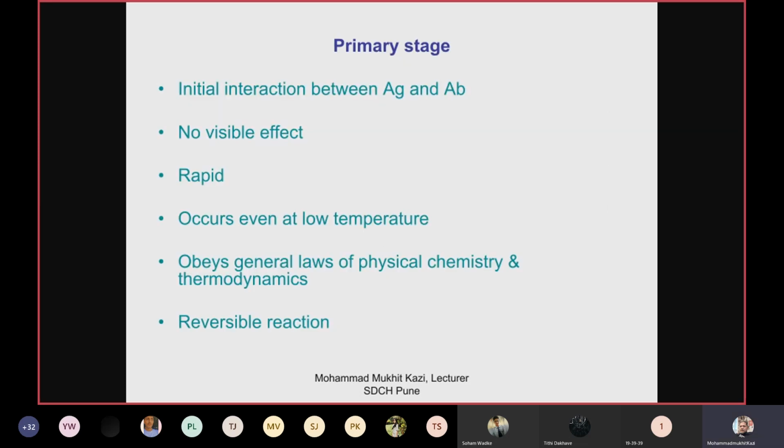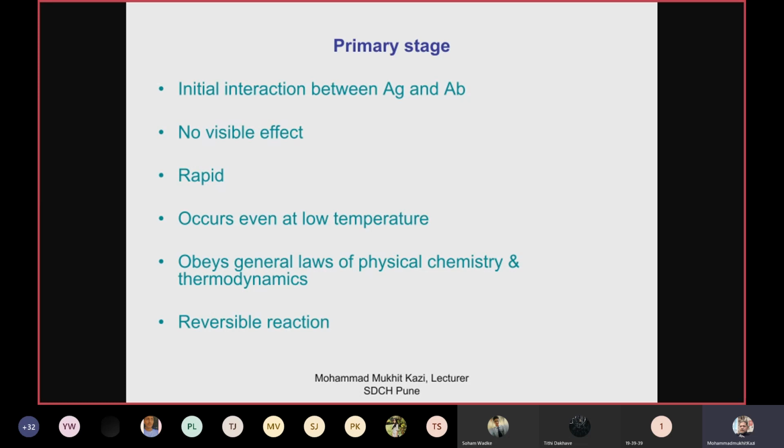Antigen antibody reactions occur in three stages. One is the primary stage. The initial interaction between antigen and antibody takes place because of the specificity. When it is happening in the body, in the human host, there will be no visible effect. You cannot see that antigen antibody reaction. It is a very rapid reaction. It occurs as soon as antigen is introduced into the body.